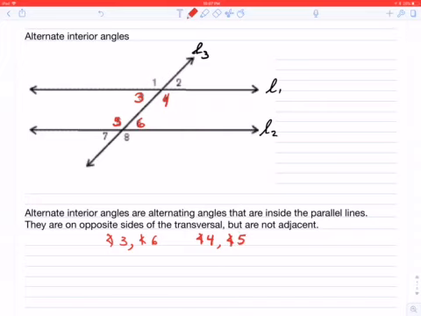Another way to identify alternate interior angles: they are angles that are inside the parallel lines and on the diagonal. Or you could say that alternate interior angles form an X inside the parallel lines. Any angles that are alternate interior to each other are going to have the same degree measure. So angle 3 equals angle 6. Angle 4 equals angle 5. So I could say that alternate interior angles are equal.